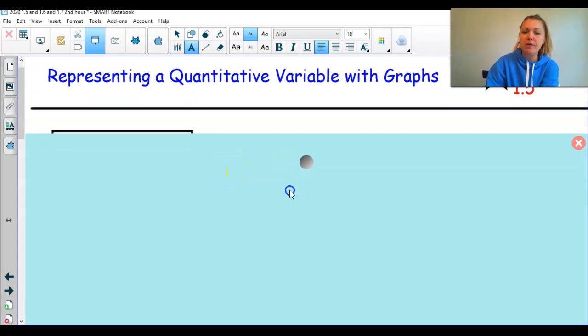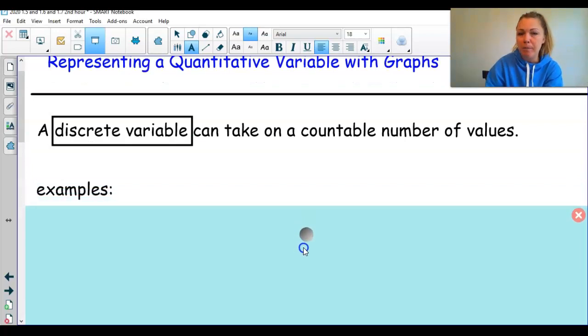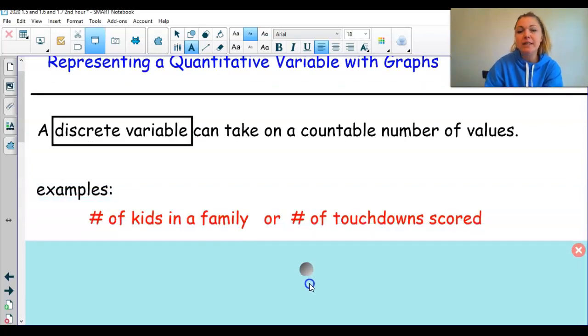Representing quantitative variables with graphs. Well, first, we have to know the 2 different kinds of quantitative variables. A discrete variable can take on a countable number of values. So, number of kids in a family or touchdowns scored. Now again, remember, pause where you need to, okay? I'm gonna go fast because I'm not walking around the classroom waiting for all of you to write things down. That's the beauty of the video.